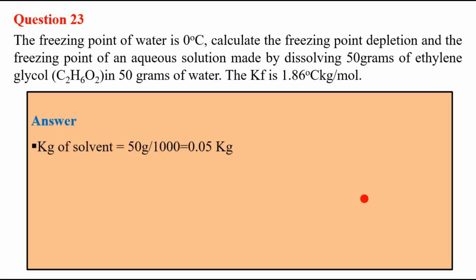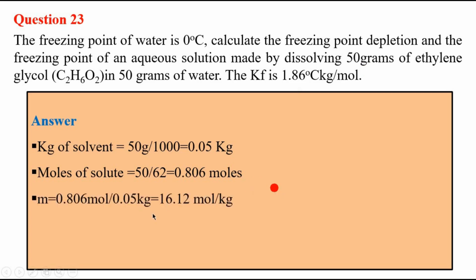We can use the formula. We need the kilograms of the solvent, because molality is moles per kilogram of the solvent. So you convert the mass of the solvent, 50 grams of water, into kilograms. We can also find the moles of solute. We have the mass of the solute, which is 50 grams of ethylene glycol. You divide it by the molar mass, and the molar mass of ethylene glycol is 62. You get the moles. After getting the moles, you determine the molality.